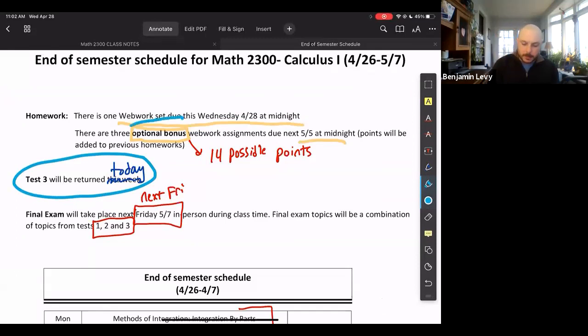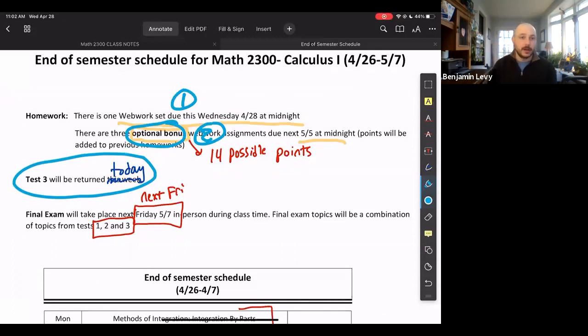Keep in mind there's a couple bonus homeworks due next week. In terms of homework, this is the second option, and there's the first thing due tonight. What's due tonight is not bonus. That's been assigned since last week or before last week. That's substitution stuff.